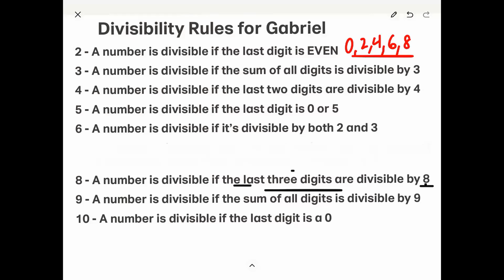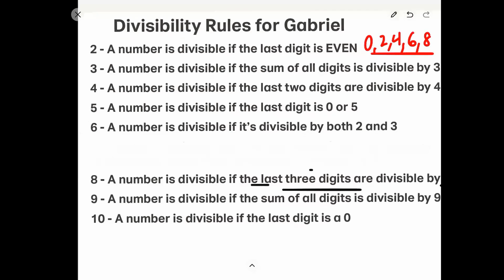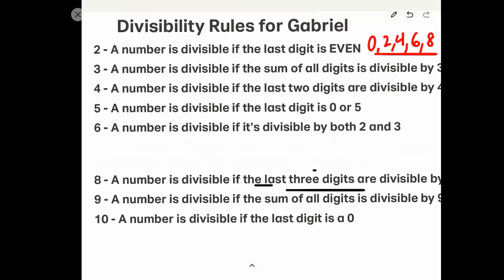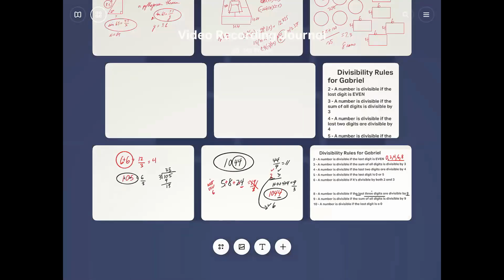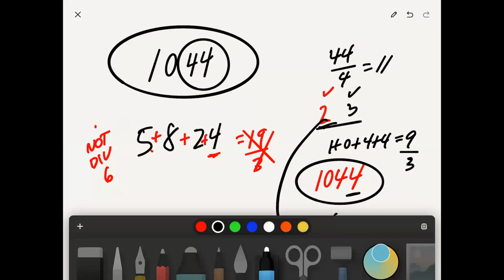So basically, you just have to take the last 3 digits and divide it by 8. Another way that I say this is if you can take that number and split it in half 3 times and have integers every time, then the number is divisible by 8. So let me give an example. All right, so let's get rid of this stuff, come up with some new.